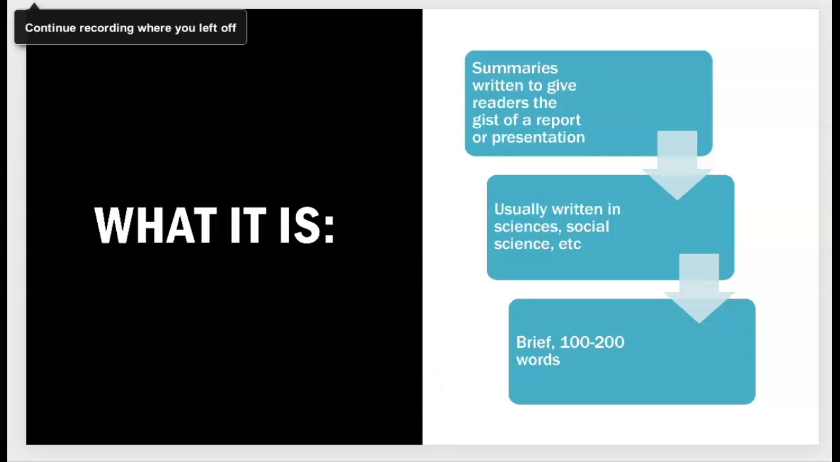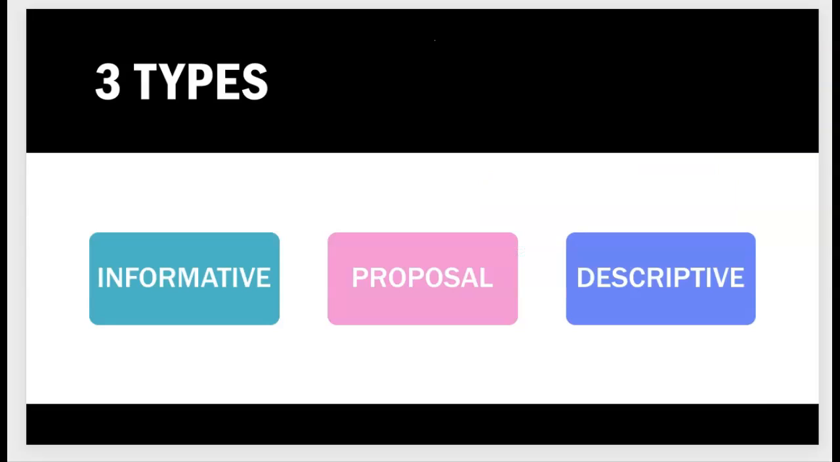So there are three types of abstracts that I want to talk about. The first two are the two that I'm not asking you to write, and then the last one is the kind that you will write for this paper. So I know you're asking, well, why are you including the other two if you're not asking me to write the other two? Just because you're not writing an informative or a proposal abstract in this class doesn't mean you won't be asked to do it in another class. So I want to make sure that I give you the information so you have it.